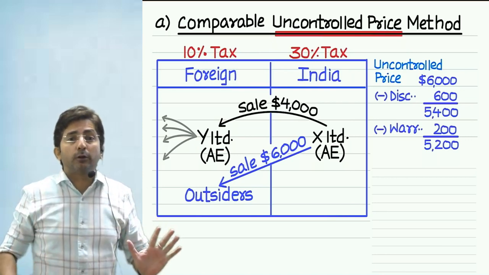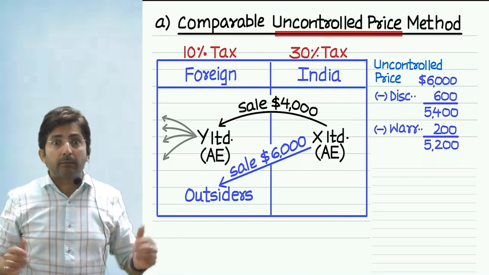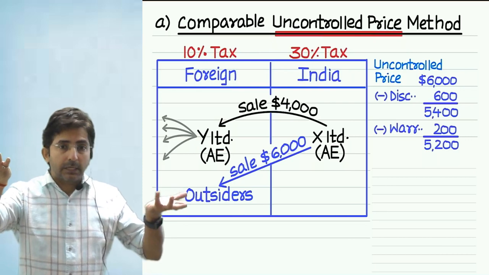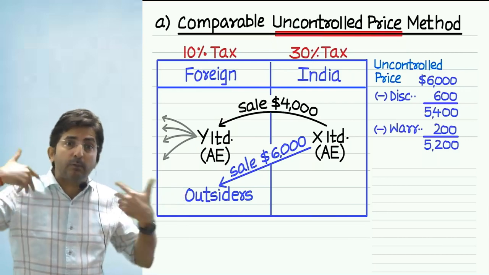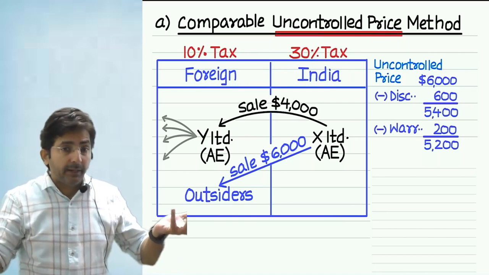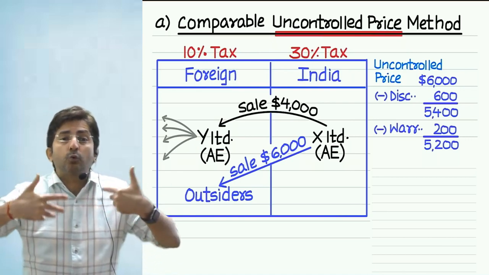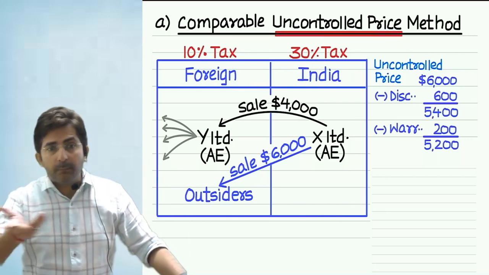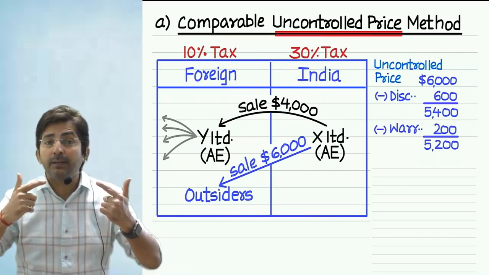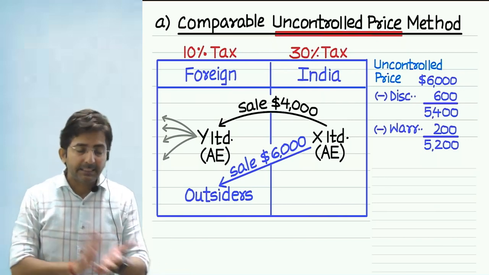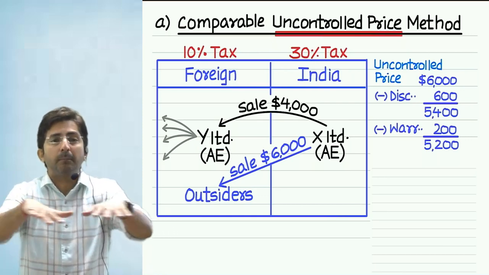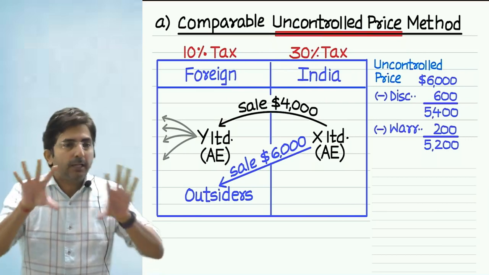This method says, don't just blindly compare 6,000 and 4,000. Although 6,000 and 4,000 both are prices for the sale of a laptop, still you cannot blindly compare. There can be differences in the terms and conditions of the two sales, like discount, warranty, and so on. So these differences we have to reconcile in such a manner that both come at par and become comparable. So this was the feeling of the method.